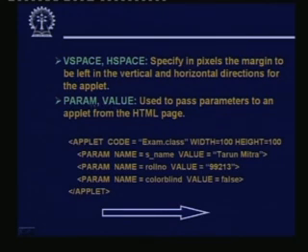Param value, as said, we can use this to pass some values to an applet. Let us see through an example how we can do this. Suppose in the HTML page we have included an applet like this, applet tag code equal to exam.class, this is the name of the bytecode file, width 100, height 100, and there are 3 parameters we are passing.